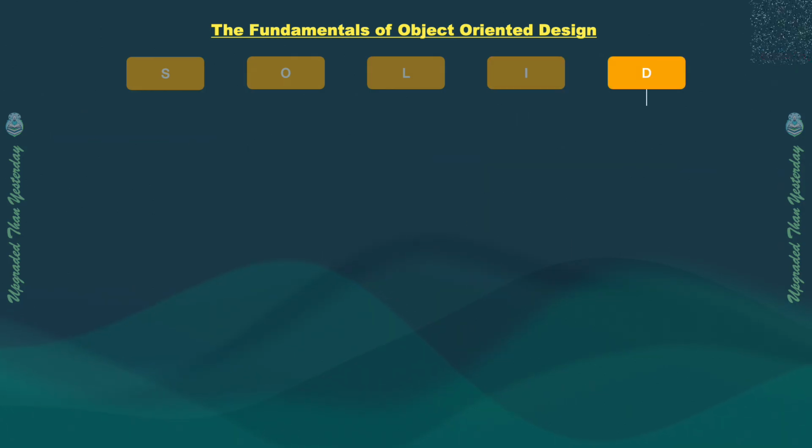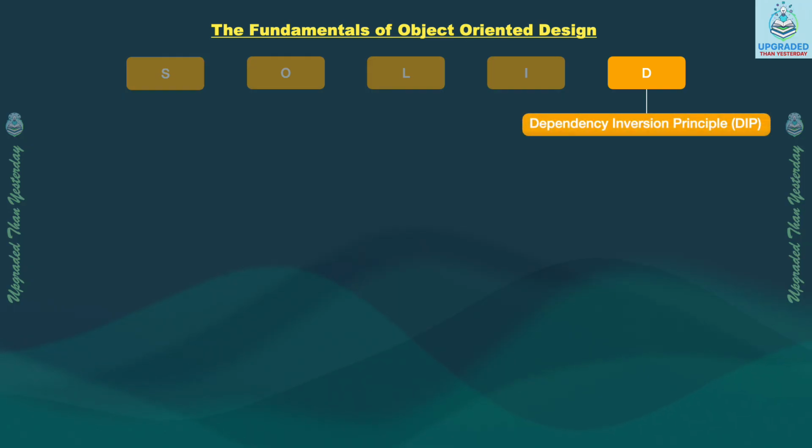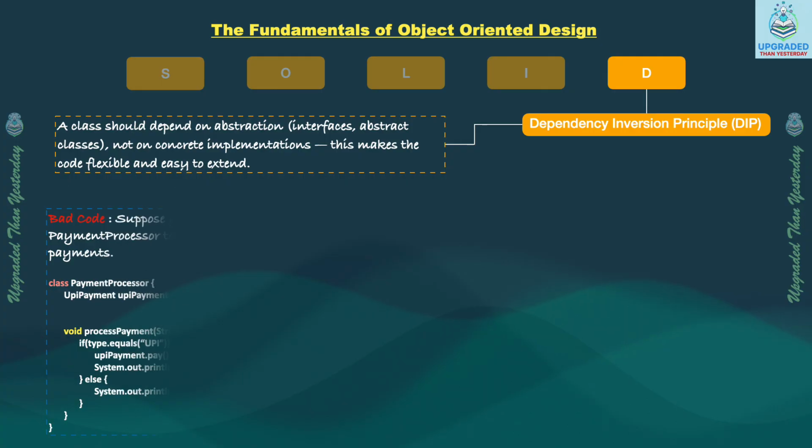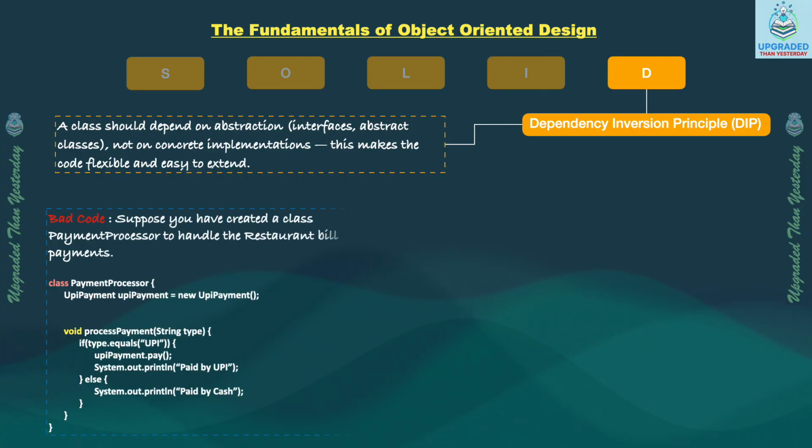Let's understand the last principle, the Dependency Inversion Principle. As per this principle, a class should depend on abstractions, interfaces, abstract classes, not on concrete implementations. This makes the code flexible and easy to extend. Let's revisit the example that we discussed in the open-close principle. Here, the UPI payment concrete class is tightly bound with the class payment processor.